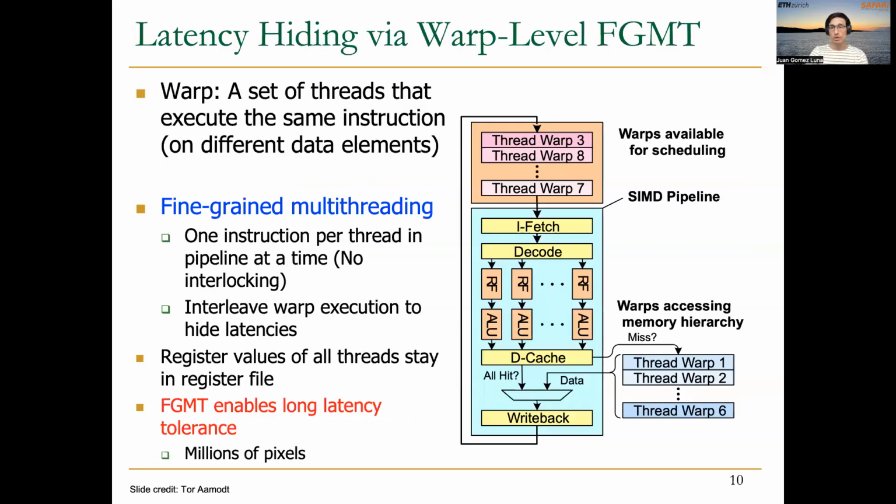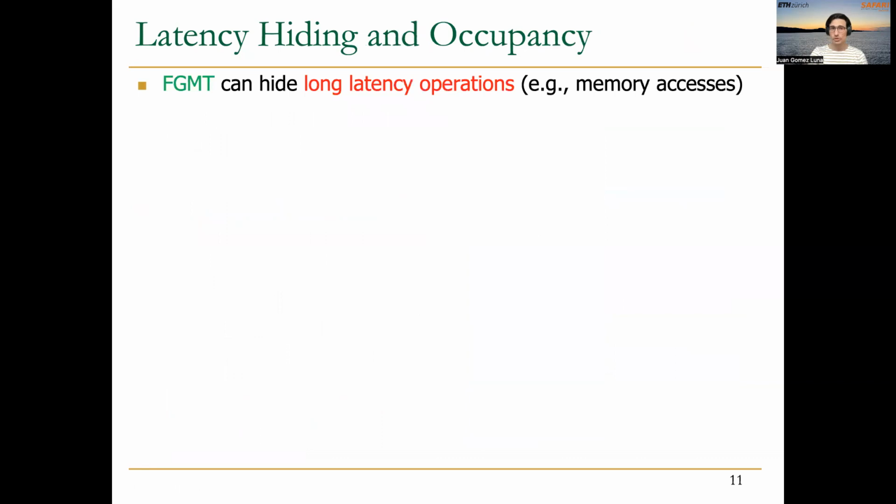Okay, let's start with more details about the memory access. Remember, GPUs are fine-grained multi-thread architectures, and this allows us to hide latencies by interleaving the execution of instructions from different warps. For example, if we have warp 0 that needs to go to memory to fetch one cache line that will be needed for later operations, the warp scheduler will issue instructions from different warps, and the execution of these instructions will hide this long latency operation. So that's the key idea and advantage of fine-grained multi-thread architectures.